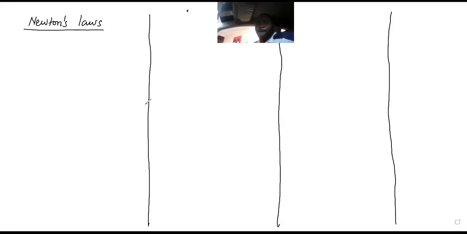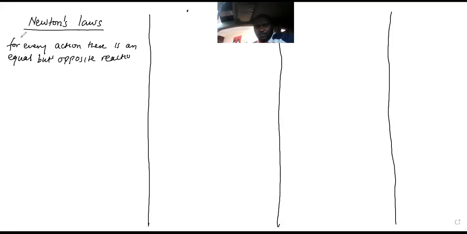Yes, teacher. For every action, there's an equal but opposite reaction. Every action, there is an equal but opposite reaction. Okay.